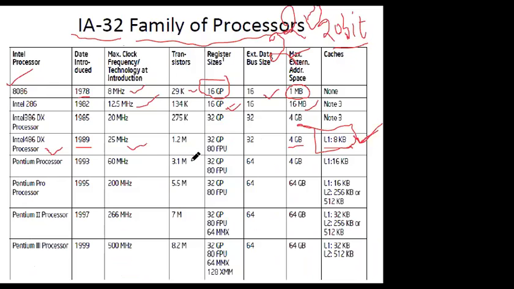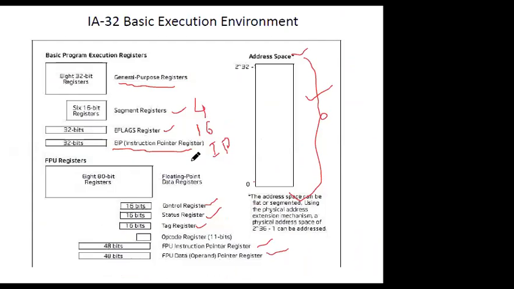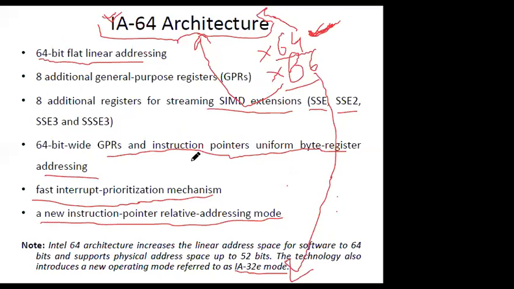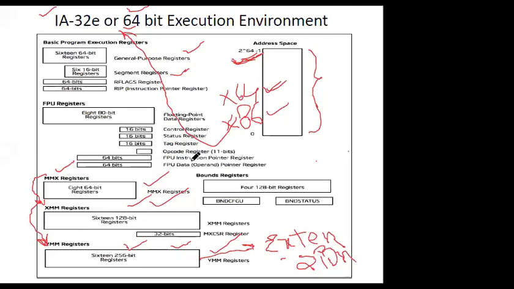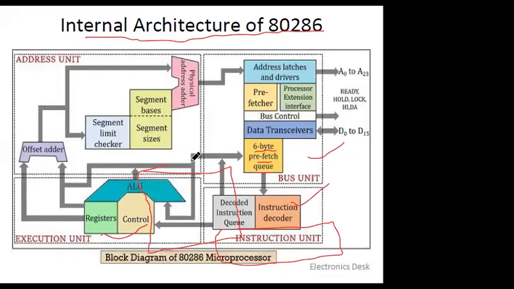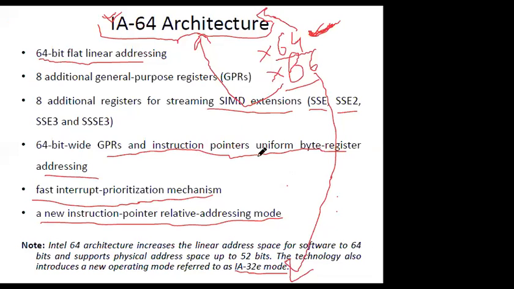Then we talked about the basic execution environment. There are two execution environments of this architecture. One is the IA32 basic execution environment, in which the IA32 architecture operates in 32-bit mode, with addressing capability of 2 raised to the power 31. But when it is switched over to IA32E mode, it works as a 64-bit execution environment, which increases its addressing capability to 2 raised to the power 63. So there is a basic difference between the two.